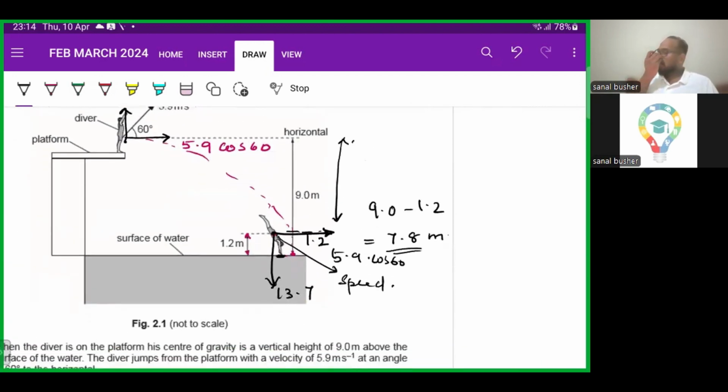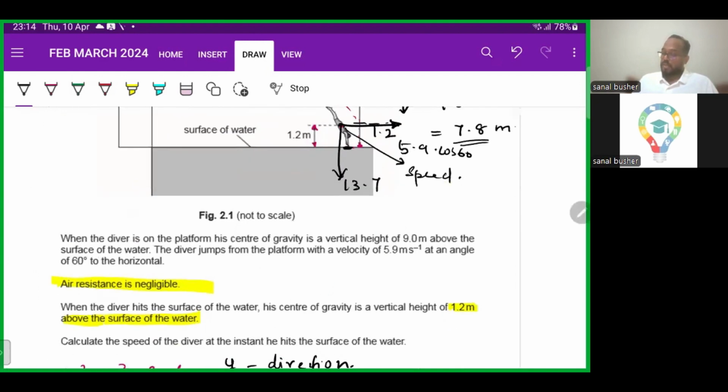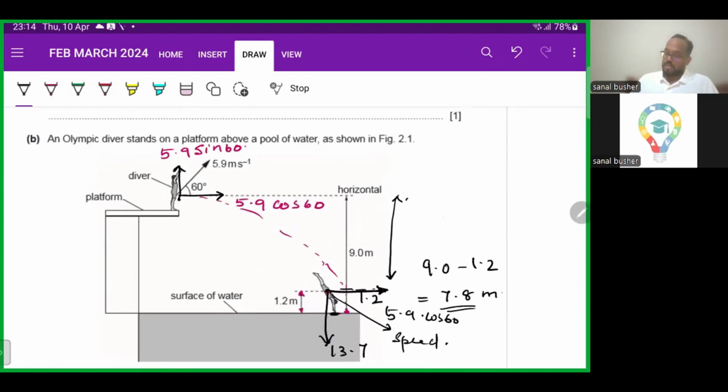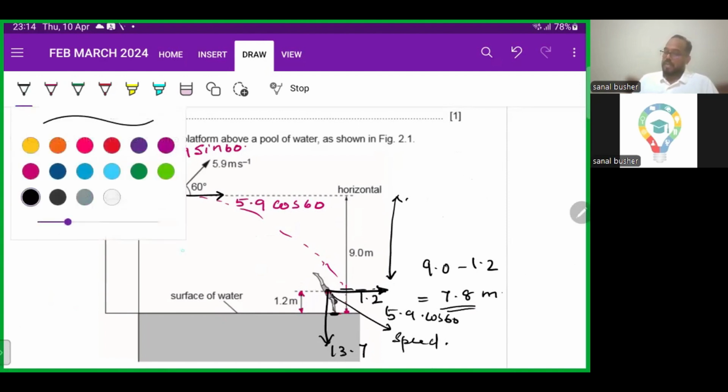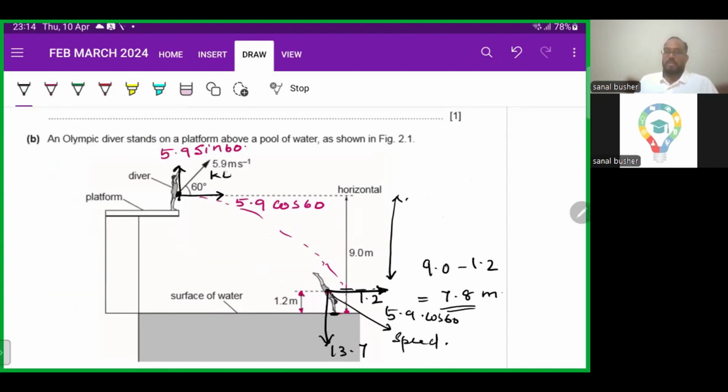You check this one. This also I will explain. Since there is no air resistance, negligible, you just check this one. At this point, it has a velocity. That means there is a kinetic energy, right? Half mv square. So what happened? This will follow a projectile path. When it reaches this position, what happened? It will have the same kinetic energy, right?